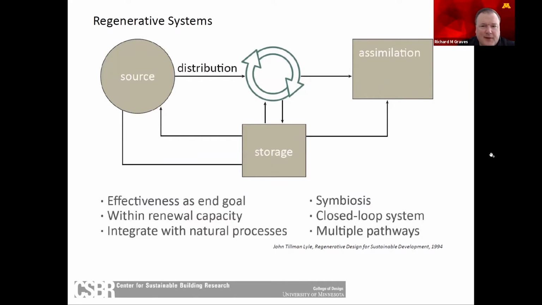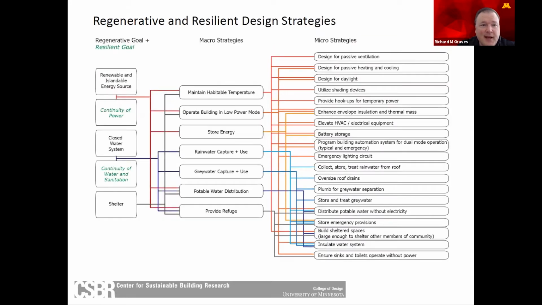What also became, and Liz really spearheaded this idea, it's important to not only think of the regenerative goals in the big picture system redesign, goals like, well, if we can make it so these buildings have renewable supply and they can be islandable, and if the grid is unpredictable, that gives us continuity of power, and then it allows certain macro strategies to occur in these building types to maintain habitable temperatures, operate in low power modes, store energy.